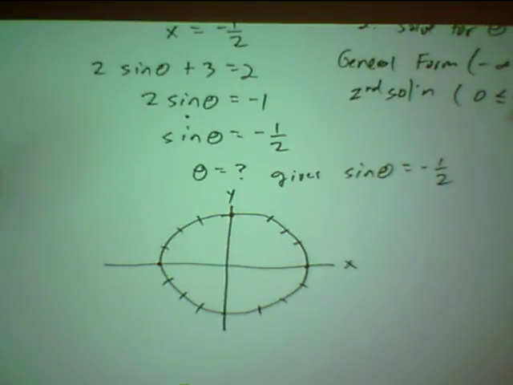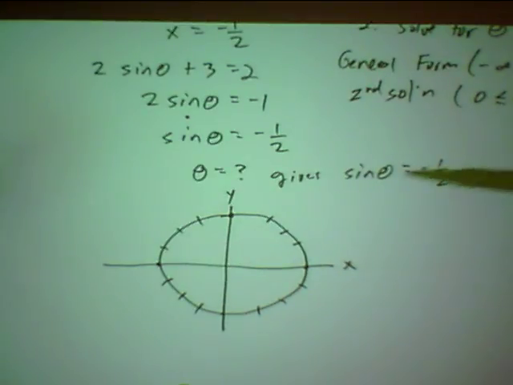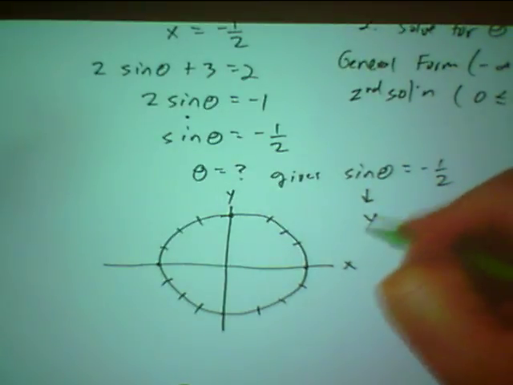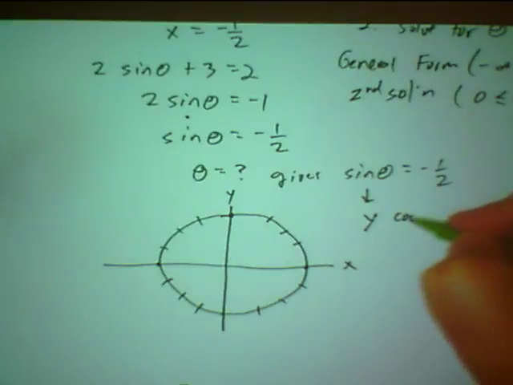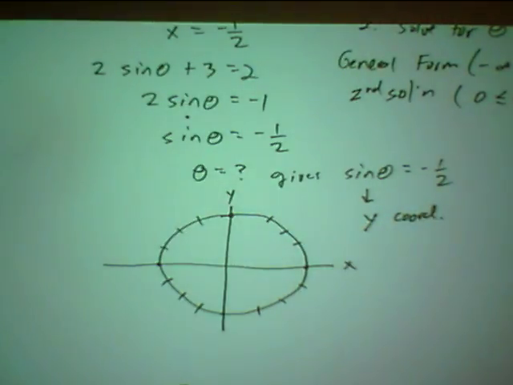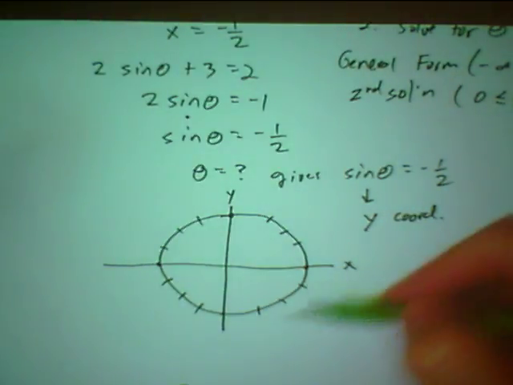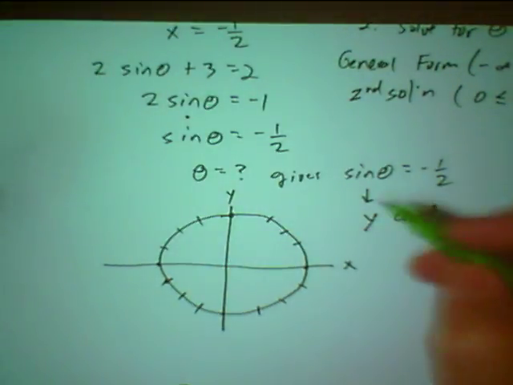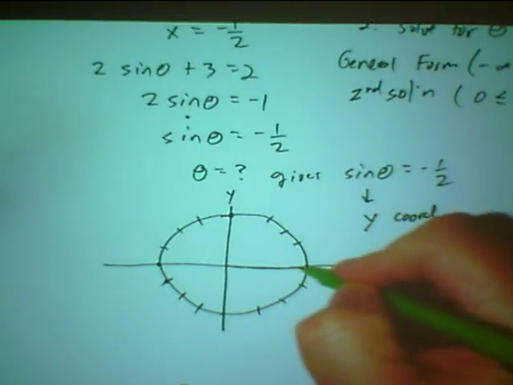So for my specific problem, I'm looking for an angle where the sine of the angle is -1/2. Since the sine, once again, means I'm looking for the y coordinate of these points, I need to find if there are any points on here where the y coordinate is -1/2. First thing I realize is, since it's -1/2, the y value has to be in quadrant 3 or 4.